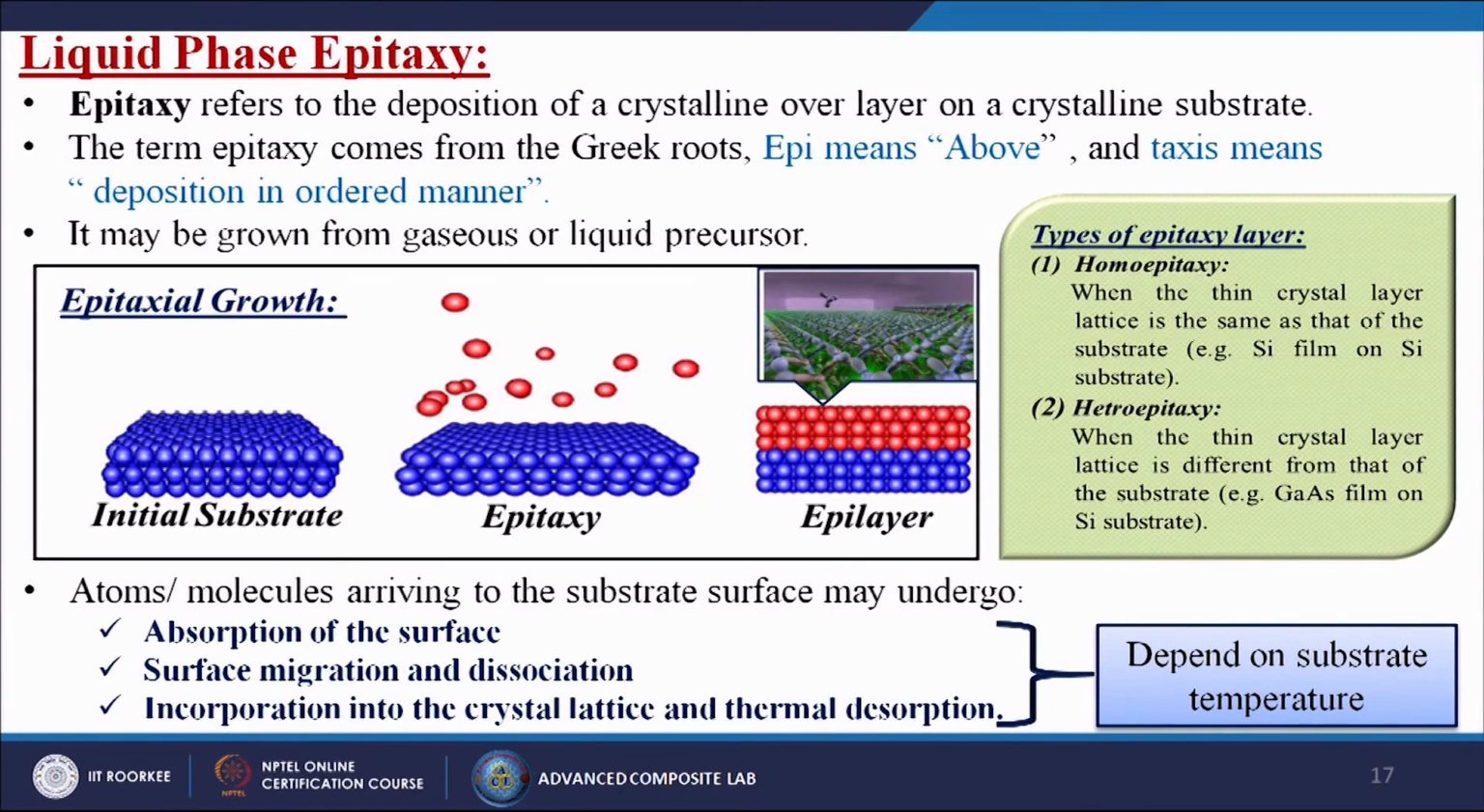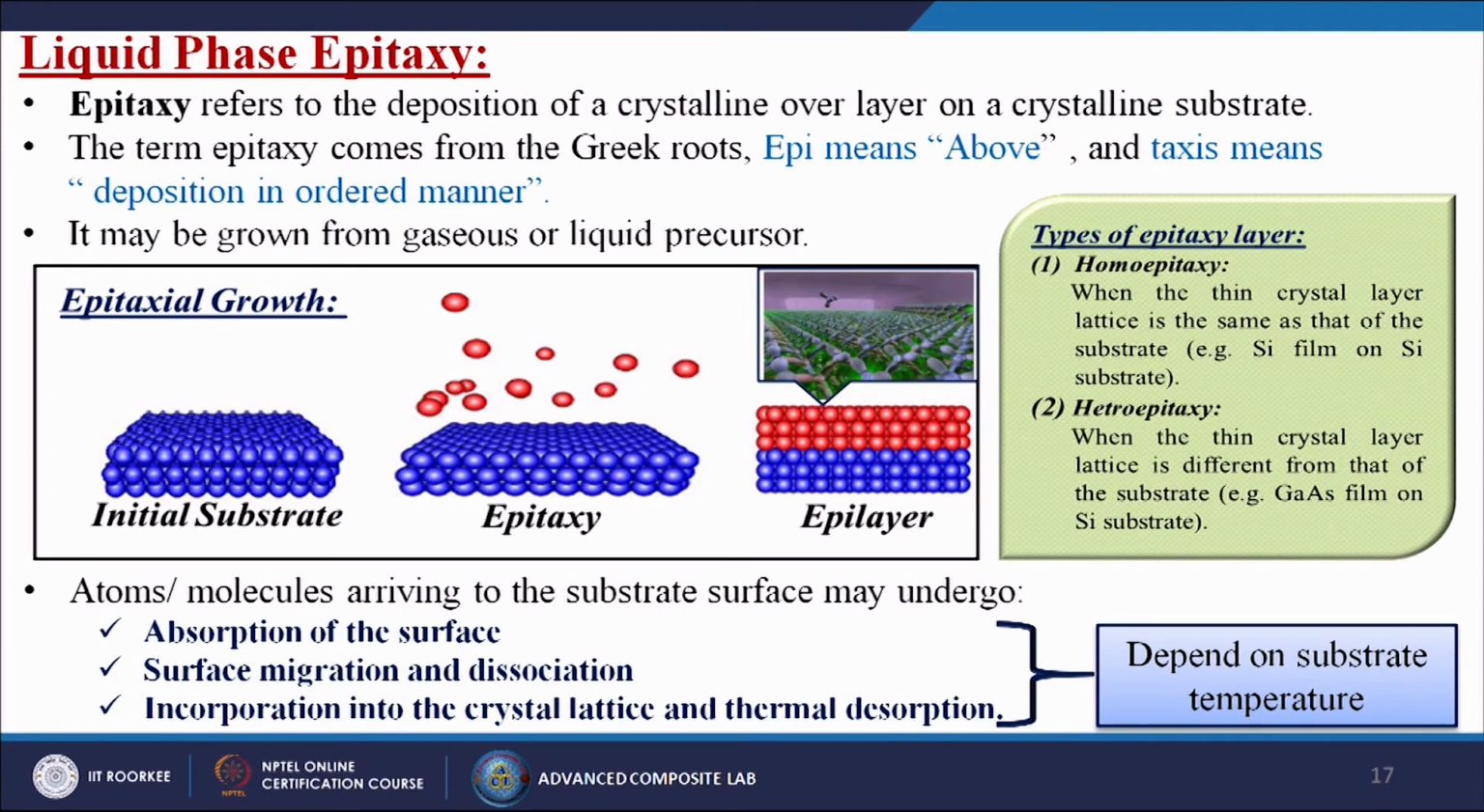So, generally we have that initial substrate, then epitaxial growth takes place and an epi layer forms onto the substrate itself. There are two types of epitaxial layer that can form. One is called homoepitaxy, another is called heteroepitaxy.